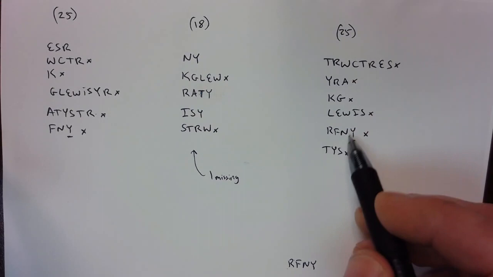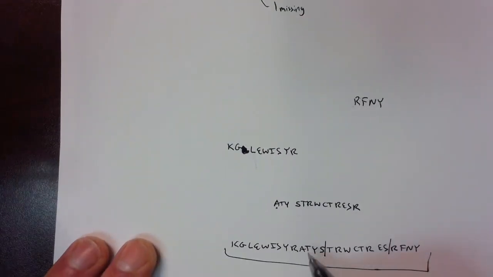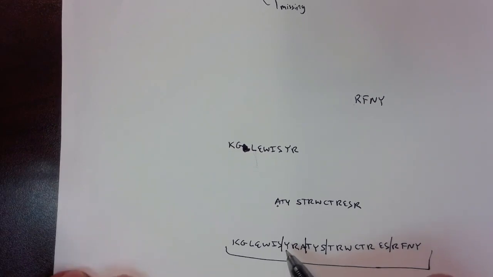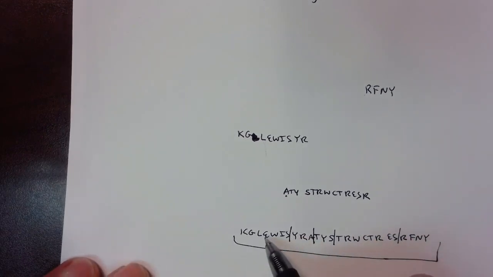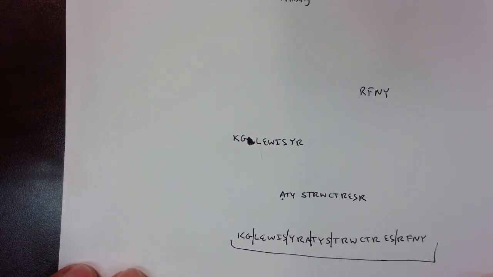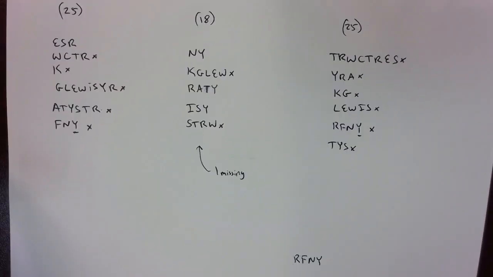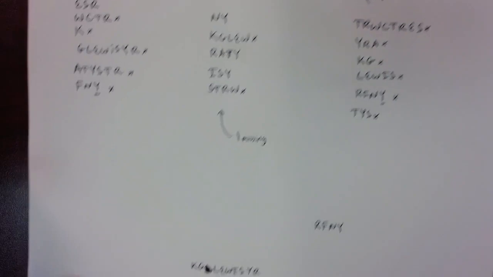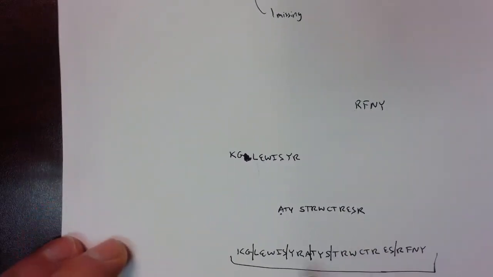Okay. And then also cuts after alanine, and cuts after serine, and cuts after glycine. Okay, so I would expect to see these fragments, and if I compare these, I do see those fragments. So I think I've got the right sequence here.